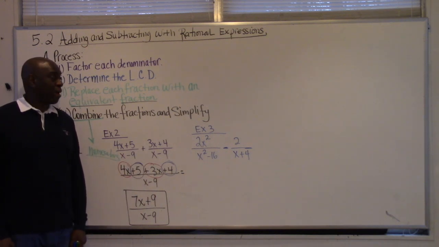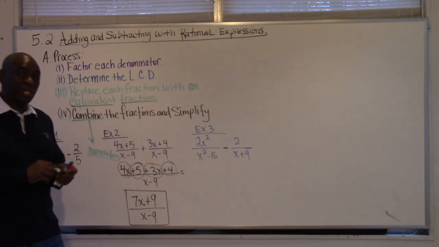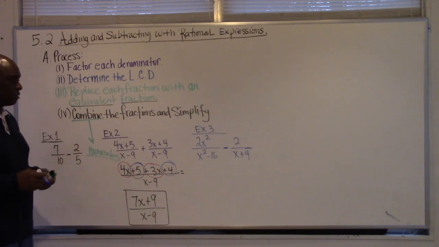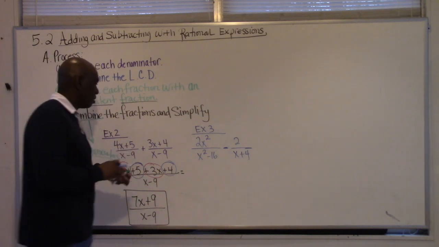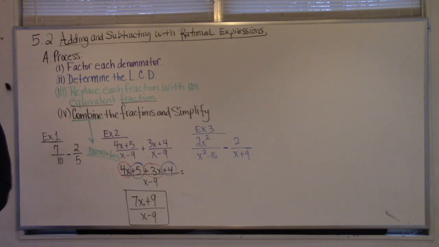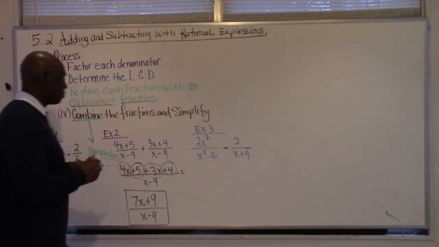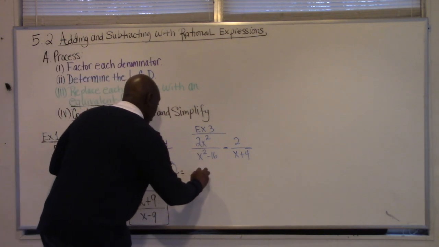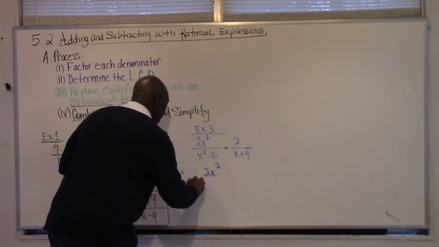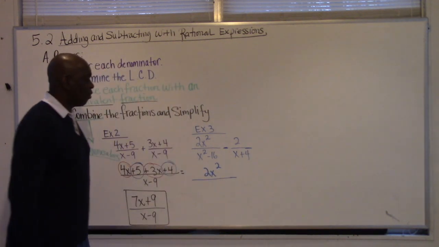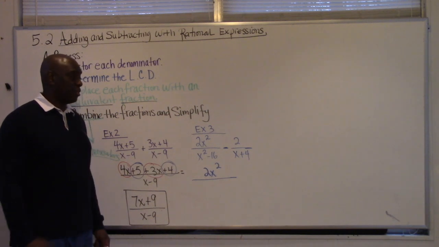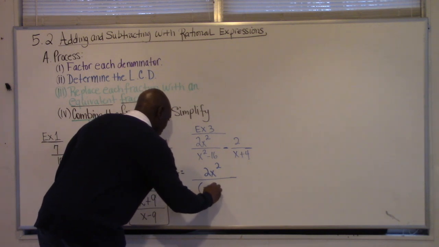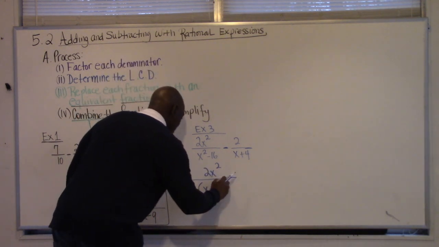Okay, let's go to example number 3. More of the same. Follow the process. Example 3. Here we go. Step 1, factor. Let's factor. Factor what? Denominators. Okay. 2x squared. Divided by. What are the factors of x squared minus 16? You have to know it. x plus 4 times, what is it?